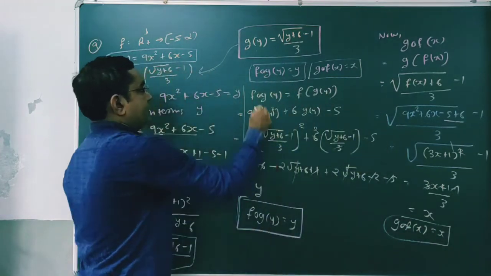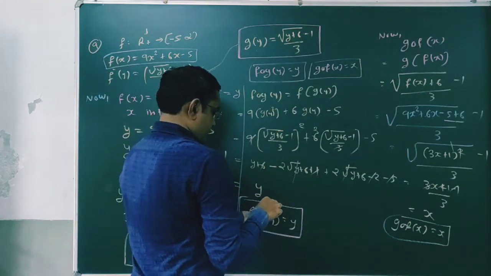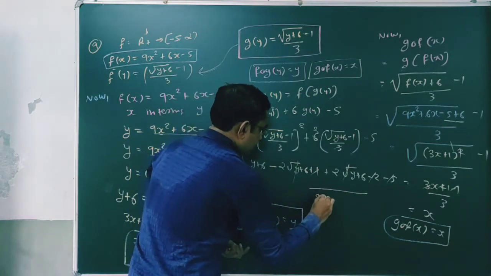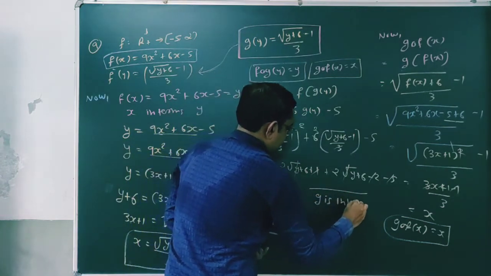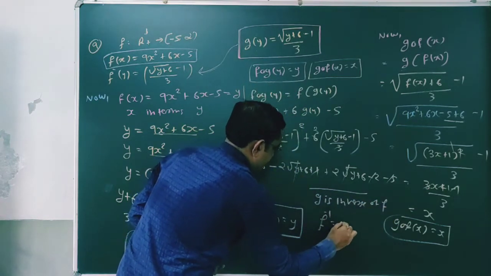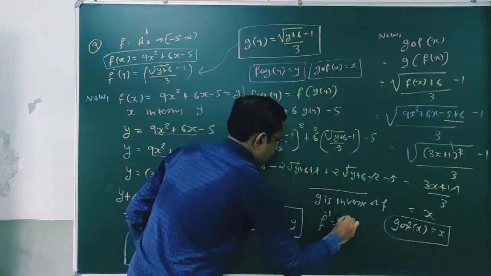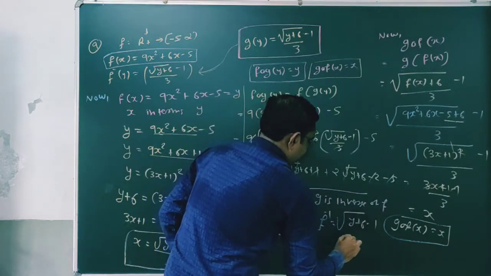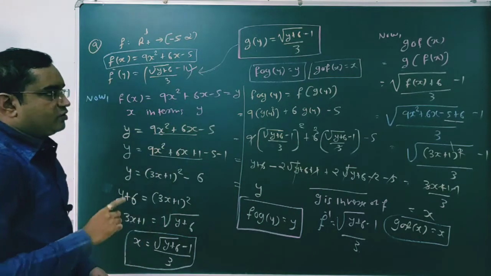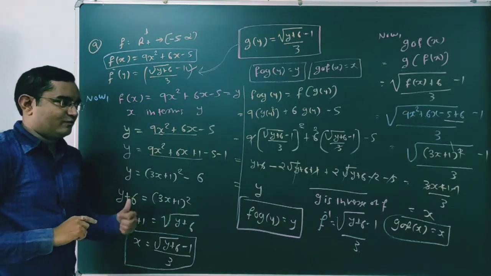So this is equal to x, and hence we proved gof of x equal to x. Done. So these both conditions are fulfilled. Hence we can say g is the inverse of function f, and hence f inverse equal to g, this one, square root of y plus 6 minus 1 by 3. This is proved. Clear friends? So this is your question number 9. Now pause this video and note it down.